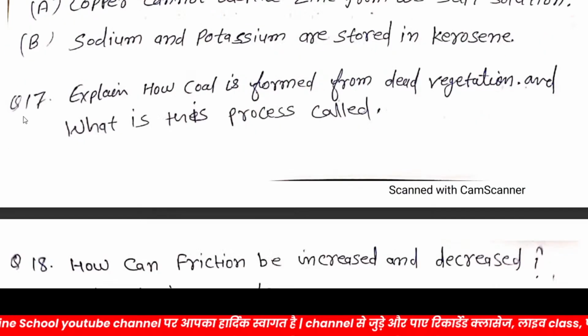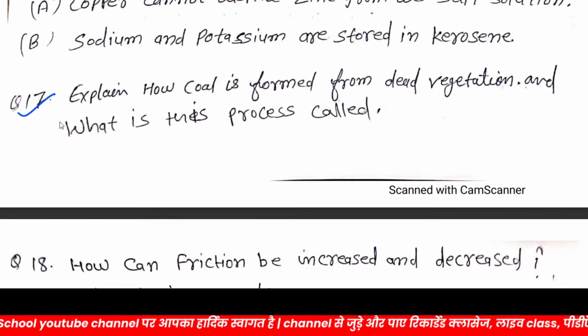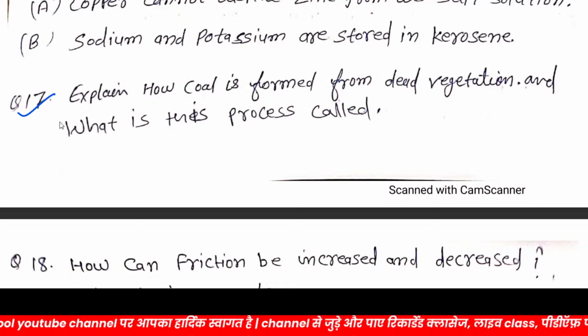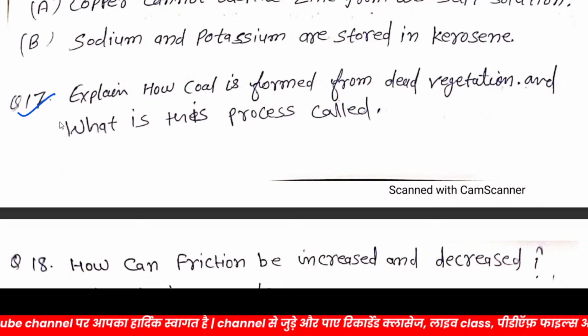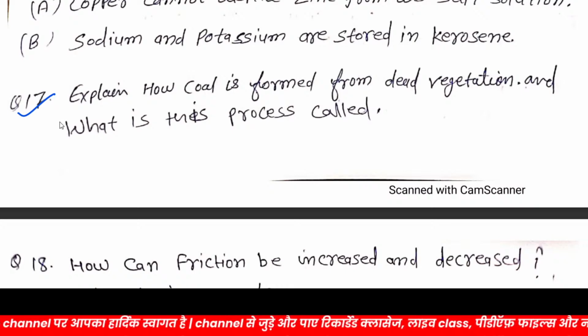Next, explain how coal is formed from dead vegetation and what is this process called.